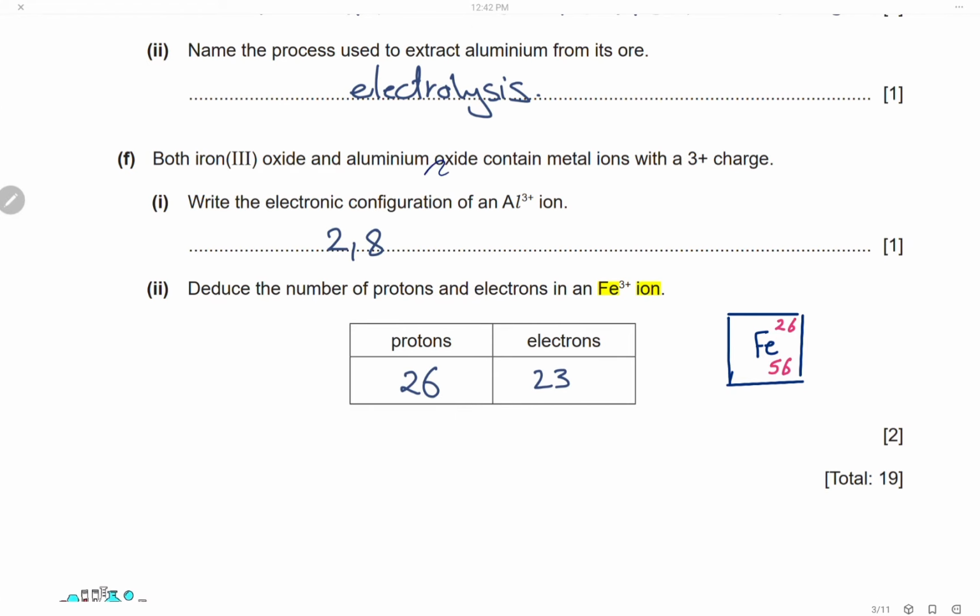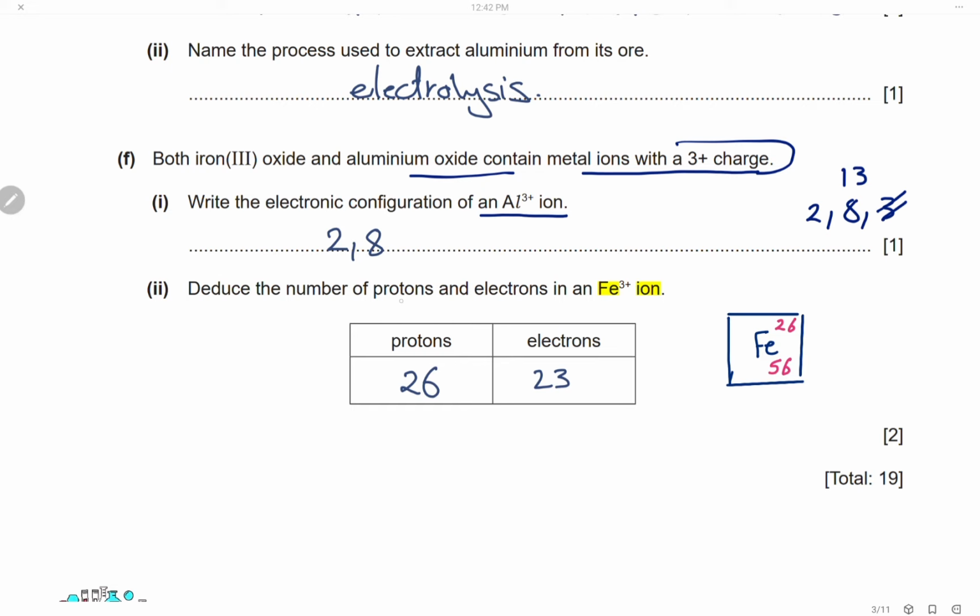Both iron(III) oxide and aluminium oxide contain a metal ion with a charge of +3. Write the electronic configuration of an aluminium ion. Let's refer to the periodic table. We can see the atomic number for aluminium is 13. So the electronic configuration of aluminium will be 2, 8, 3. To form an ion with the charge +3, aluminium loses these 3 electrons, so the electronic configuration will be only 2, 8.